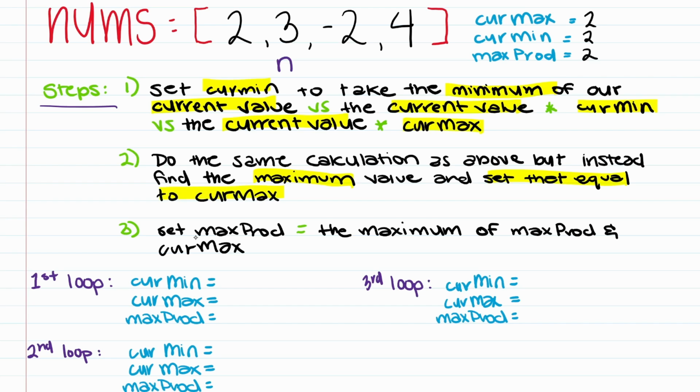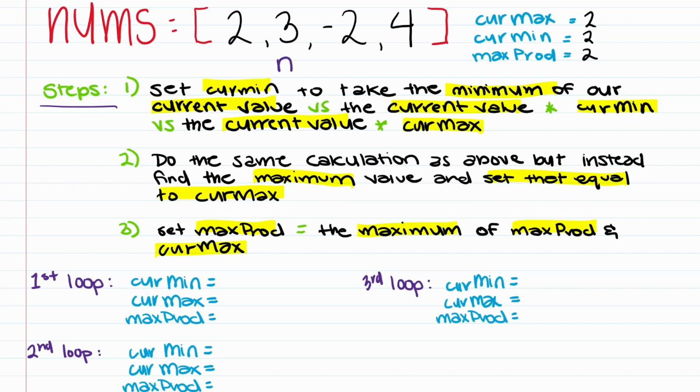And then lastly, all we're going to do at the end is set our max prod value equal to the maximum of the max prod that we currently have versus the current max. And that's all we're going to do. So just a couple lines of code there when we code it up. Let's go through the problem.